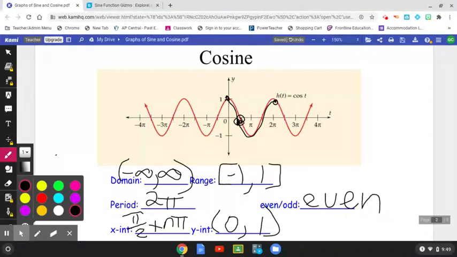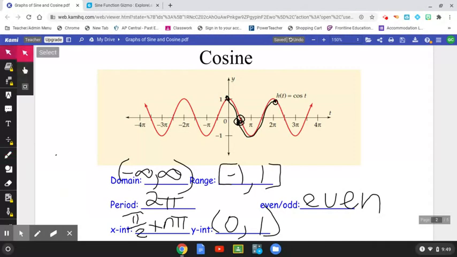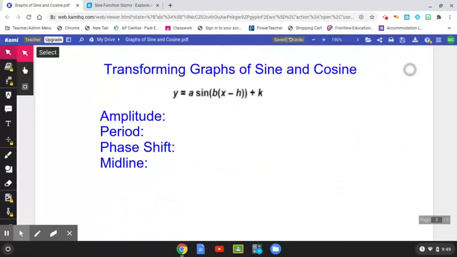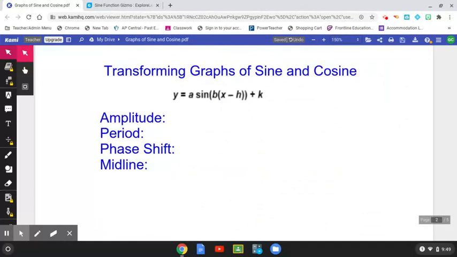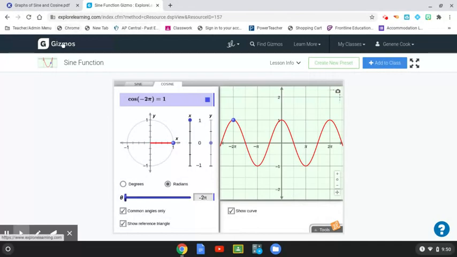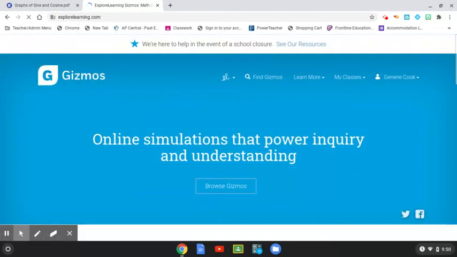All right, so you guys, those are the parent functions. So now what we're going to get into is transforming these graphs. And we're basically applying the same transformations that we've learned in the past using a, b, h, and k to transform the graph. But with our trig functions, especially sine and cosine, we have different names for the transformations. And it really just is because of the nature of these graphs. Okay, so I'm going to switch now back to another gizmo where we can look to see what effect a, b, h, and k have.